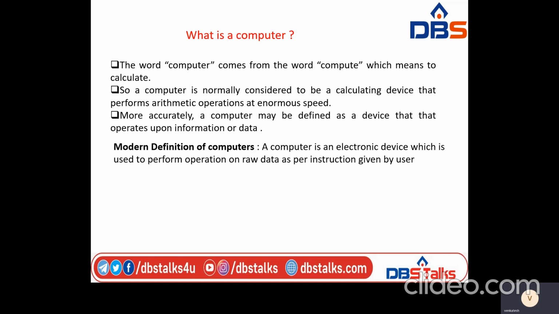One more definition is that a computer is an electronic device which is used to perform operations on raw data as per instructions given by the user. All these are the various definitions of computers. Simply, we can say the computer takes the input, then calculates the input and gives the output to the user. So this is the definition of a computer.